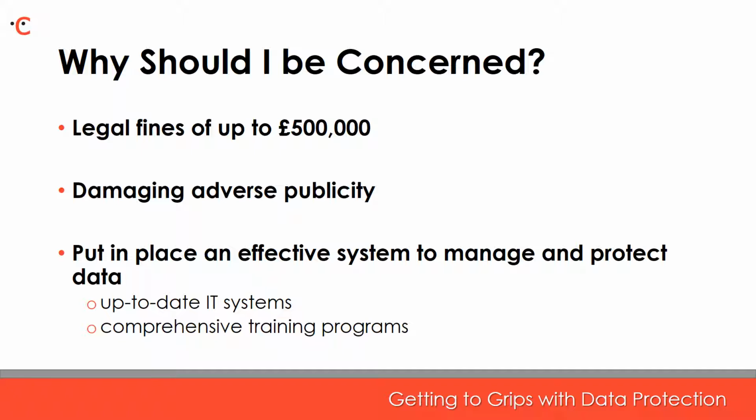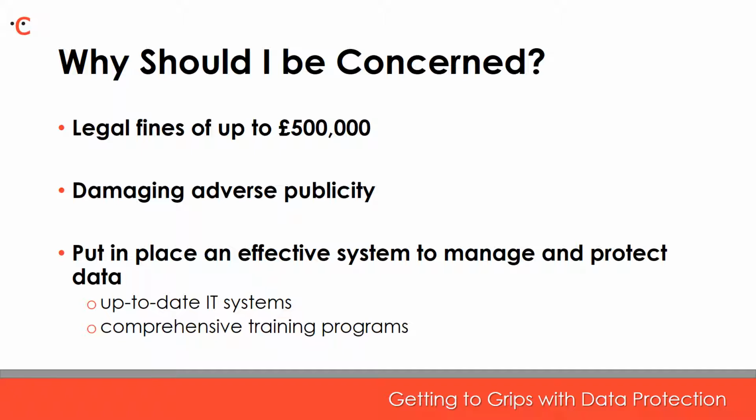So, why should your business be concerned with it? Well, there are two main reasons: legal sanctions and damaging adverse publicity. Currently, a business in breach of the Act risks legal fines of up to £500,000 or imprisonment of those individuals who are responsible within the business. And these sanctions are to be increased under new law, the General Data Protection Regulation, and we'll come on to this later on in the webinar.